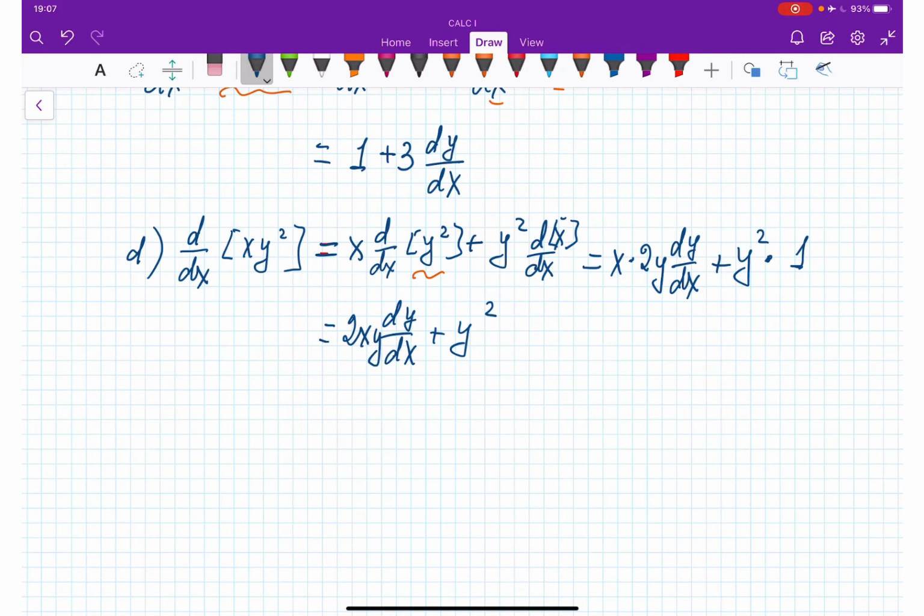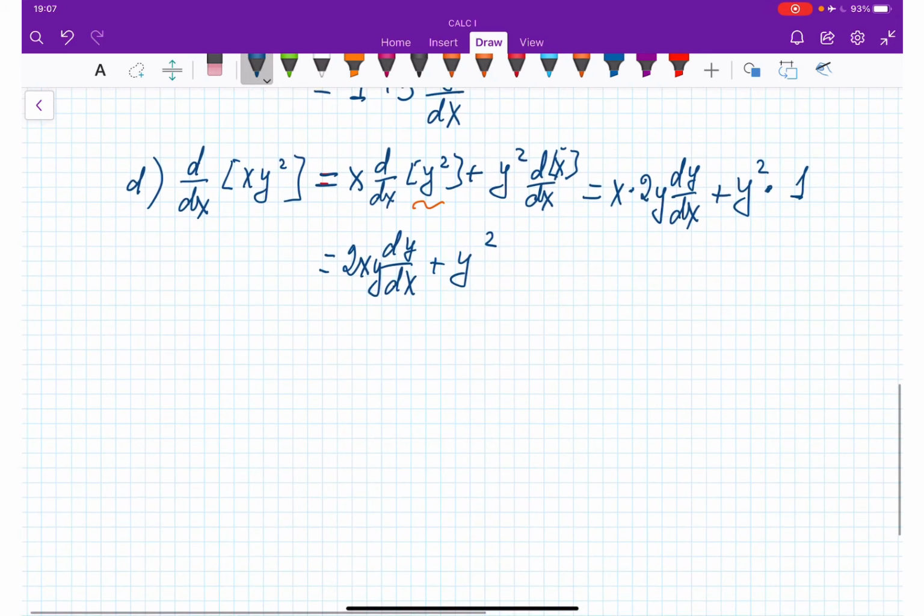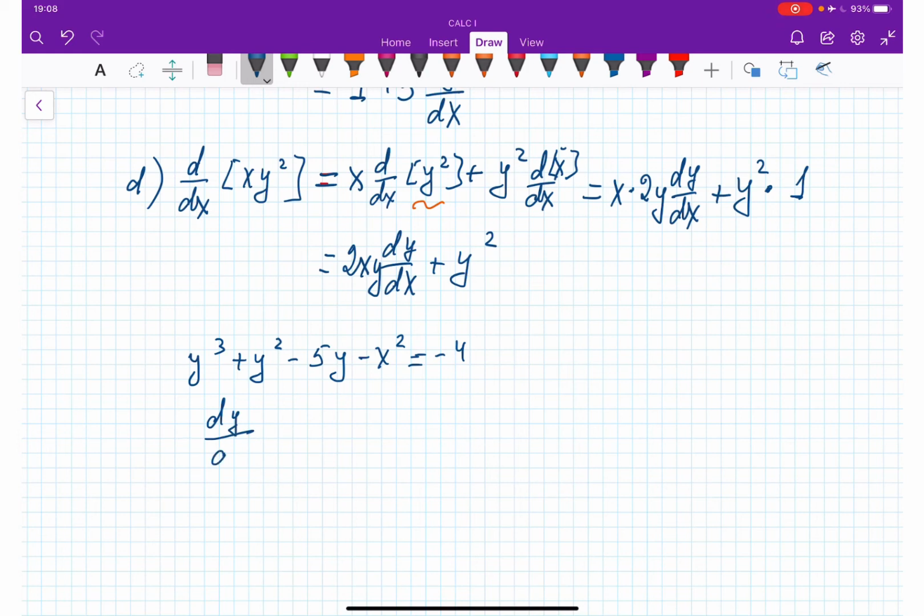Now let's do implicit differentiation over an equation. So we have y cubed plus y squared minus 5y minus x squared equals negative 4. And we need to find dy by dx.